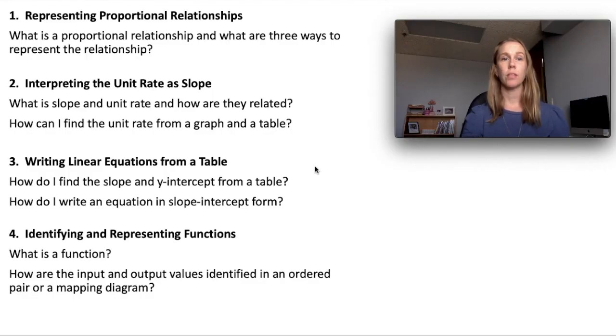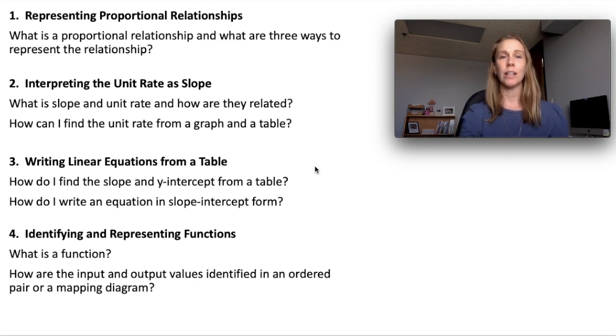So to recap, the 4 activities in this section of your packet will help you be better prepared to understand proportional relationships and functions as you go into Algebra 1. We looked at representing proportional relationships. Hopefully you can answer what that is and 3 ways we represented it in your practice. Number 2, interpreting unit rate as slope. We talked about what that was and how they are related and how you can find unit rate from a graph and a table. And now you know sometimes it's easier one way than the other, and that's okay.